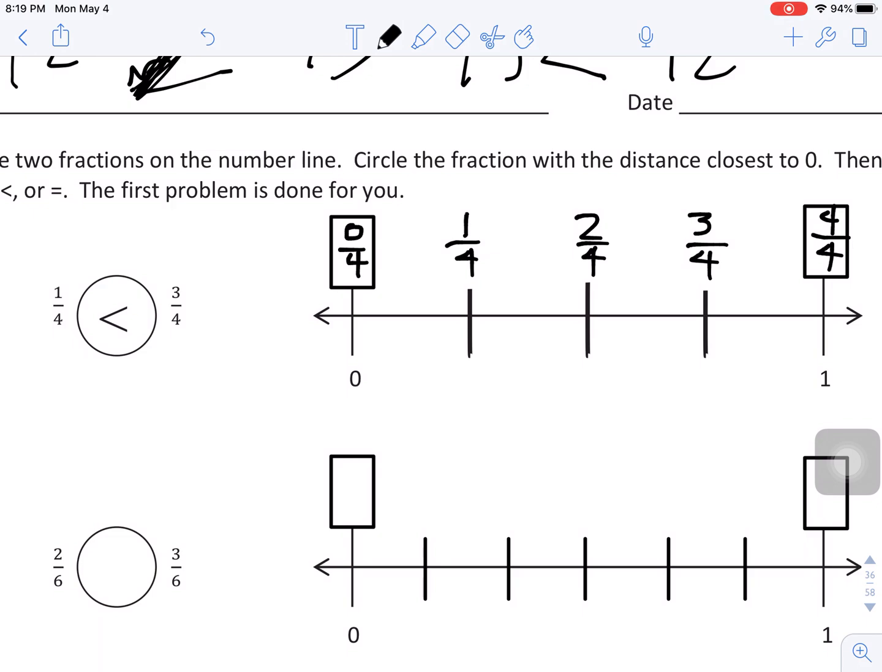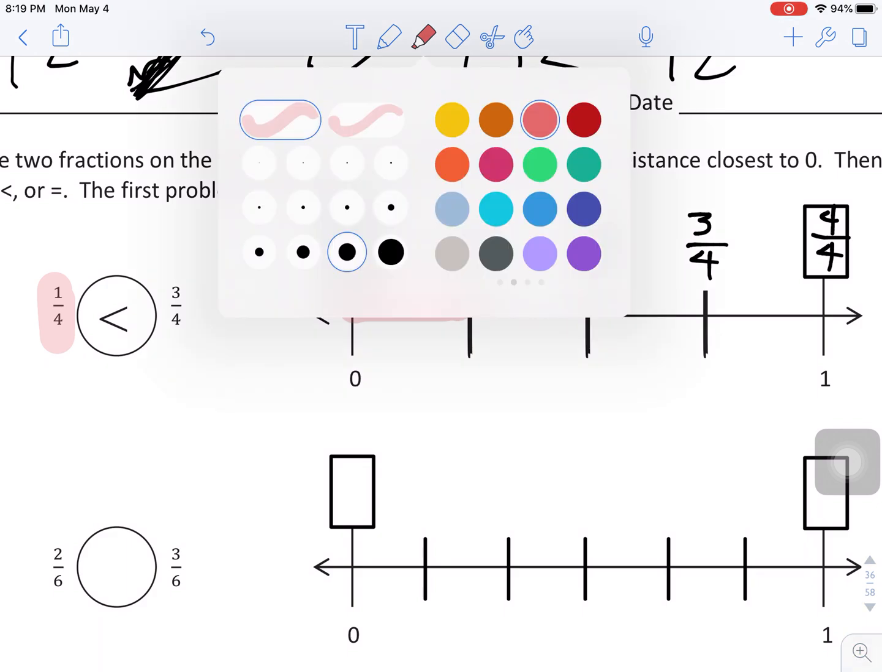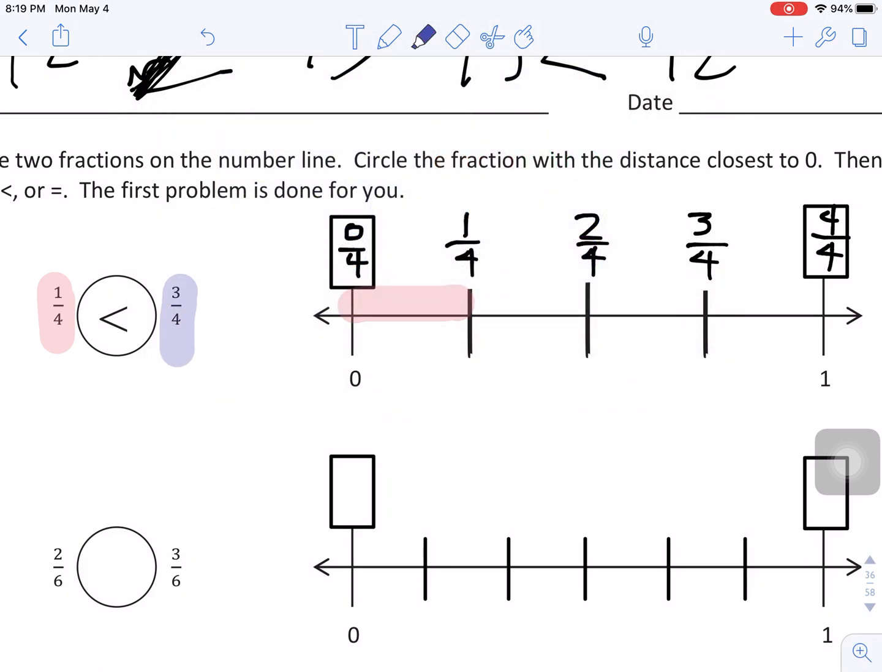Now we're going to find 1/4. I'm just going to highlight that one pink. And I'm going to show my line on the top for the first one. So on the top, I'm just going to draw a line that goes to 1/4. I'm going to choose a new color. We'll make that blue for 3/4. And I'm going to make my line go all the way to 3/4. There we can see my pink line is short and my blue line is long.